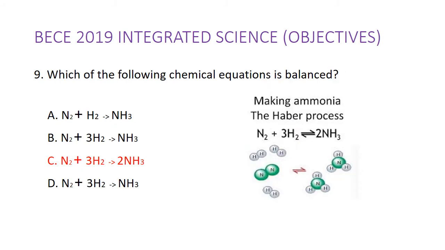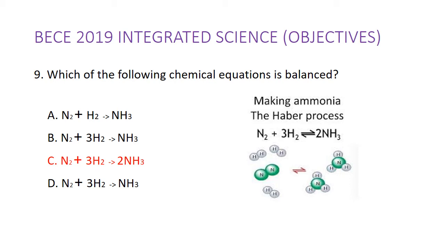Question 9: which of the following chemical equations is balanced? So for a chemical equation to be balanced, you would have to have the same number of atoms of a particular element on the left and also on the right side of the equation. So if you take A for example, you have 2 nitrogen atoms on the left side of the equation.